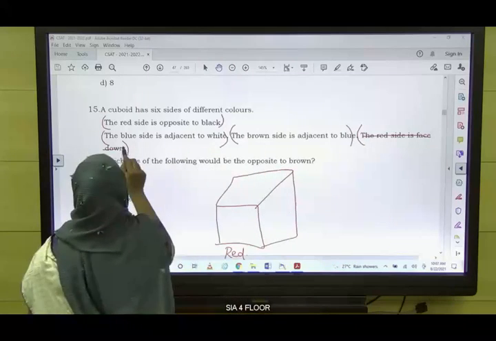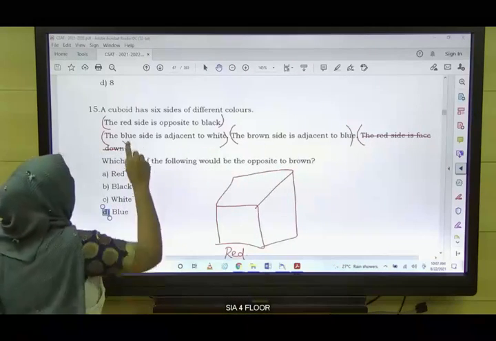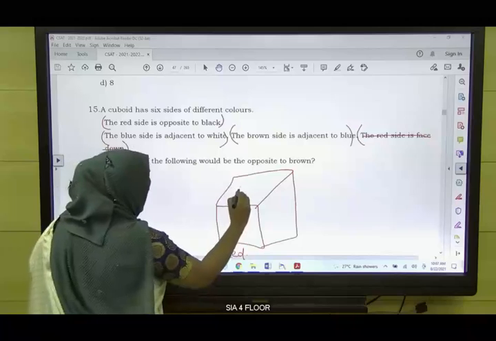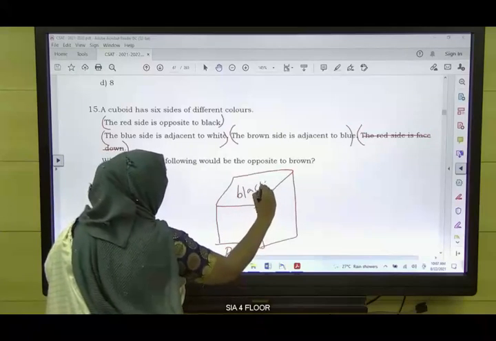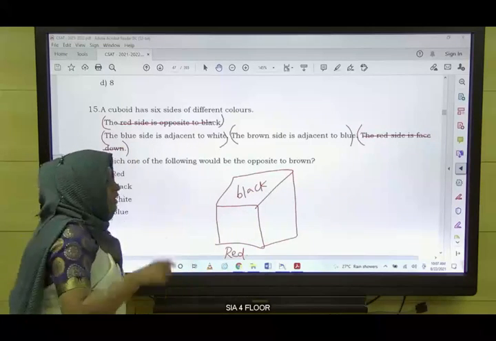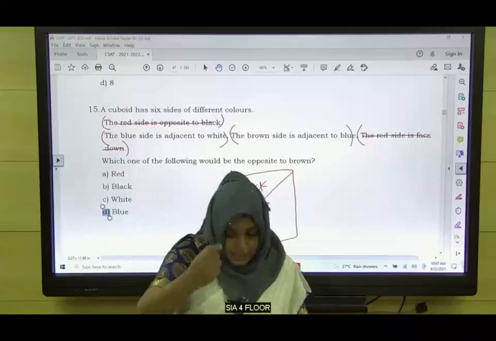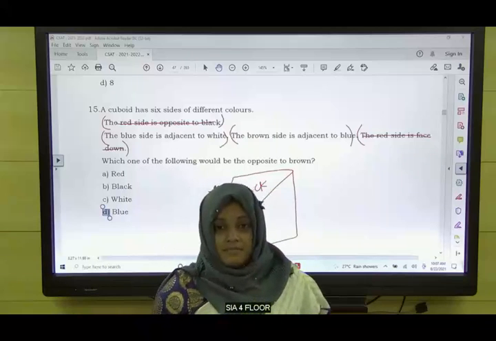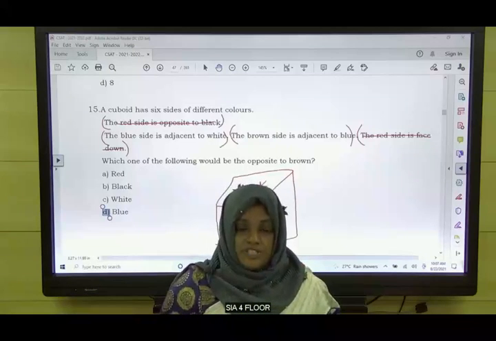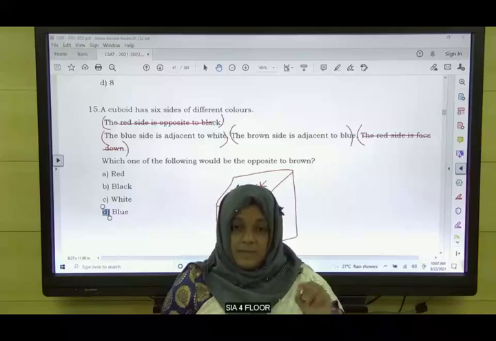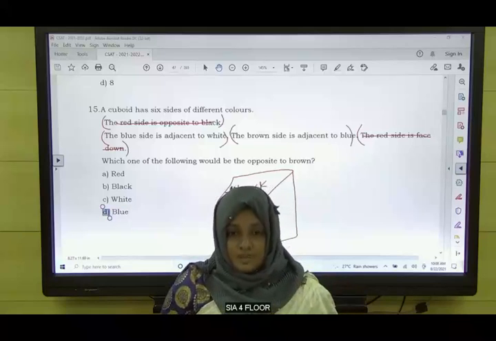You can strike it out or just underline it. Then red is opposite to black, which means black is also fixed. Black is at the top. After applying this only, you should proceed, because those are fixed and should not be changed. After applying the fixed clues only, you should proceed with the rest of the clues.